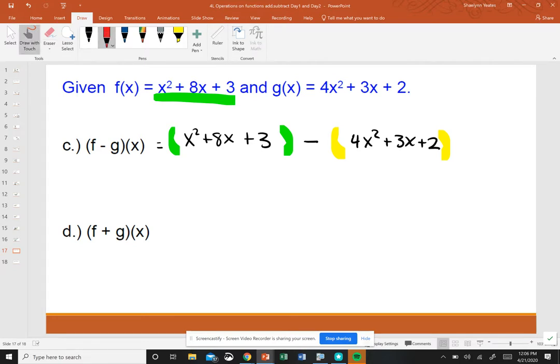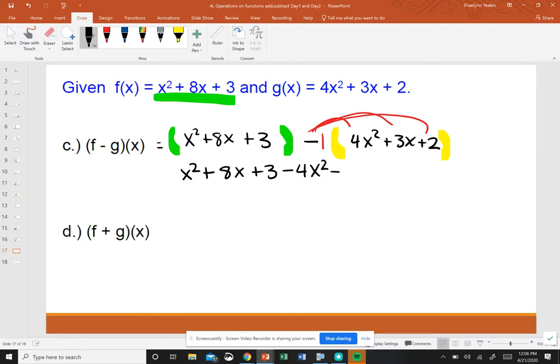So the first thing I need to remember is this is a -1, and I need to distribute it to everything in here. So I have x squared plus 8x plus 3, and then -1 times 4x squared is negative 4x squared. -1 times 3x is negative 3x, and -1 times 2 is negative 2. So now I'm just going to combine like terms. So I have an x squared and a negative 4x squared. So that's a negative 3x squared.